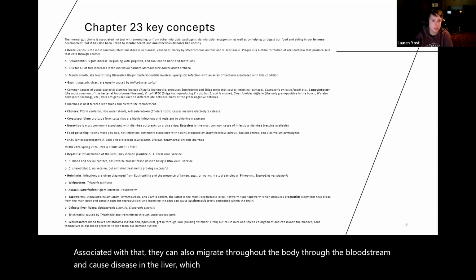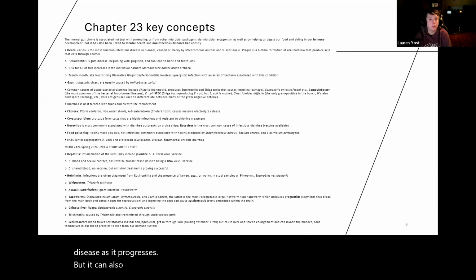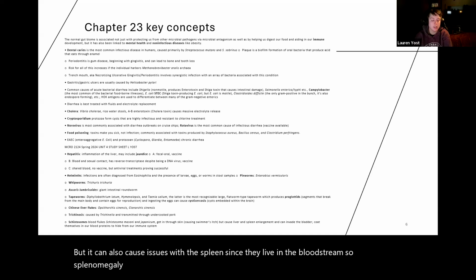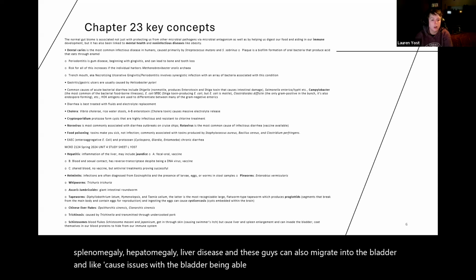They can also migrate throughout the body, through the bloodstream, and cause disease in the liver, which is where we have the most severe presentation of the disease as it progresses. But it can also cause issues with the spleen since they live in the bloodstream. So splenomegaly, hepatomegaly, liver disease, and these guys can also migrate into the bladder and cause issues with the bladder being able to empty as well. So that's pretty good.